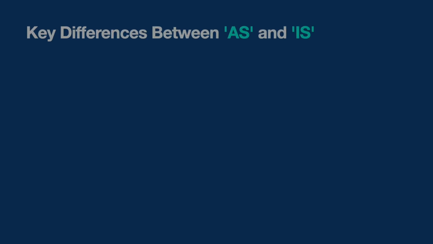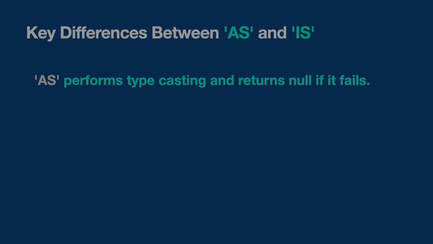So now with this we can go ahead with more. We'll see what the key differences are between the as and is operator in terms of typecasting. So we have normal differences and a to-the-point difference. As performs typecasting and returns null if it fails. It will check whether both types are convertible to the same type. If not, it will return null, and if it succeeds, it will convert and the next operation can start.